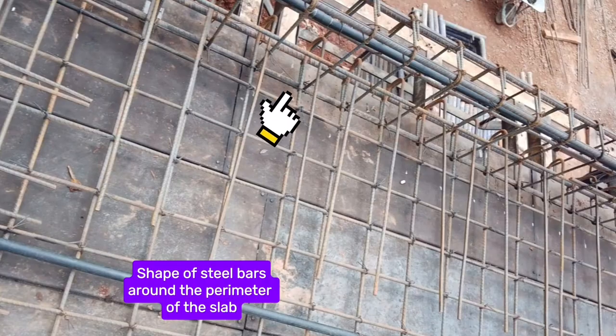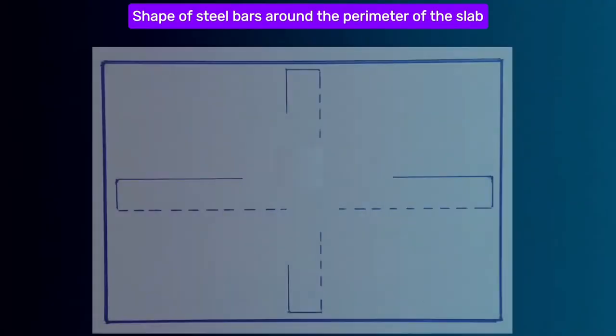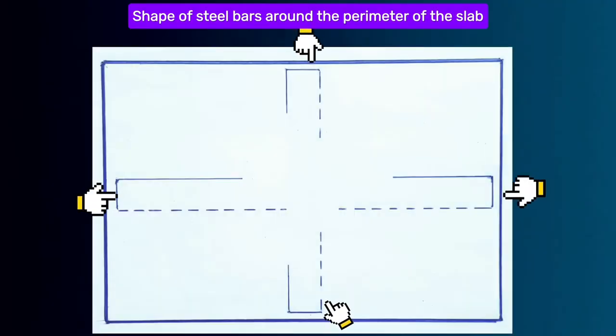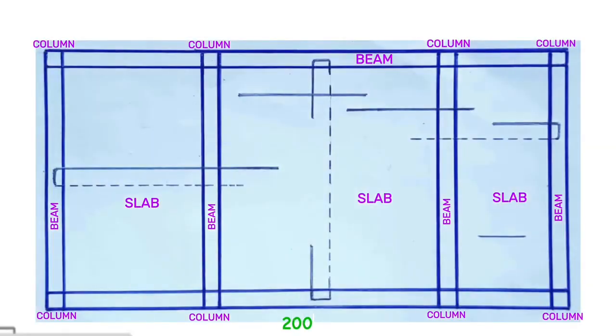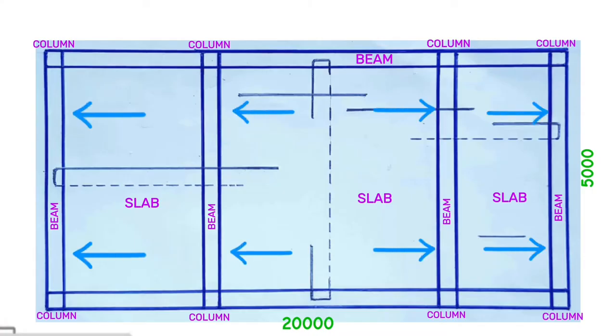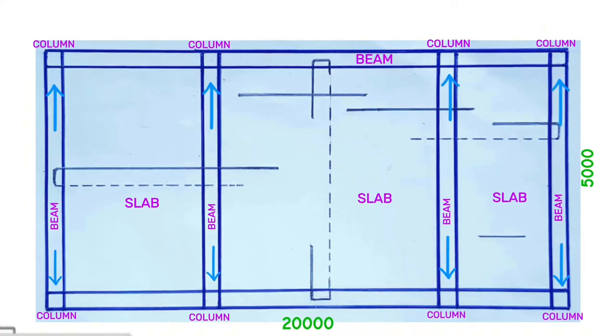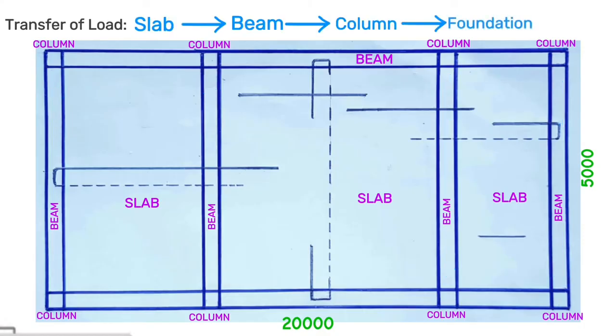The basic, fundamental knowledge about the arrangement of steel bars in the slab is that we use steel bars of this shape all around the perimeter of the slab. Considering a slab of 20 meters along the length and 5 meters along the width, load is transferred from the slab to the beams, then from the beams to the columns, then from the columns to the foundation, and then from the foundation to the soil or rock.